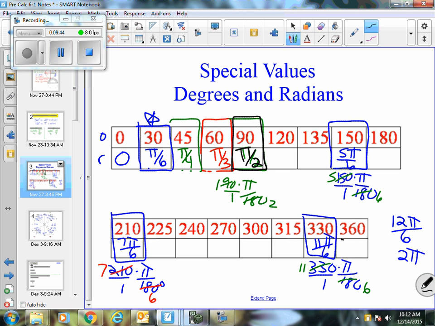So I'm going to go ahead and fill that in. We knew that all the way around the circle was 2 pi, but that's where you get to it from the 30s. So any multiple of 30 is just a multiple of pi over 6. It works the same way.